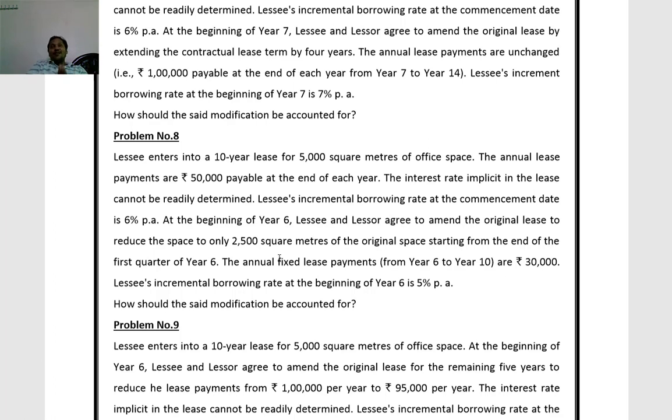Now, by comparing these two, the net impact may be a net decrease in liability or a net decrease in asset. That has to be adjusted to the P&L account. The net impact has to be adjusted to the P&L account. Then we have to create a revised lease liability. We have to remeasure the lease liability at the revised discounting rate.